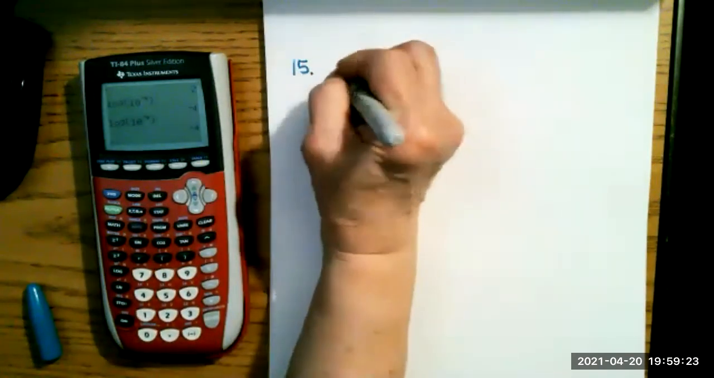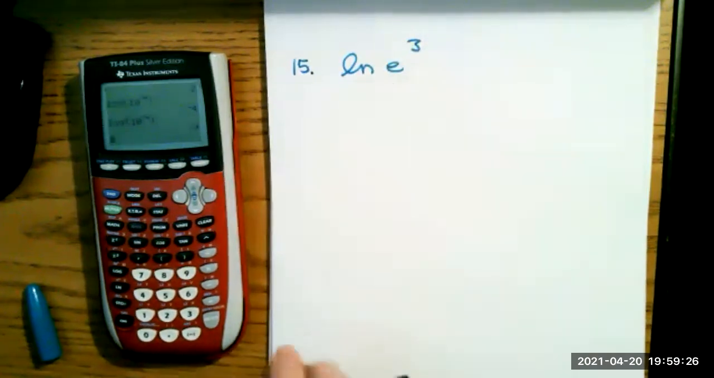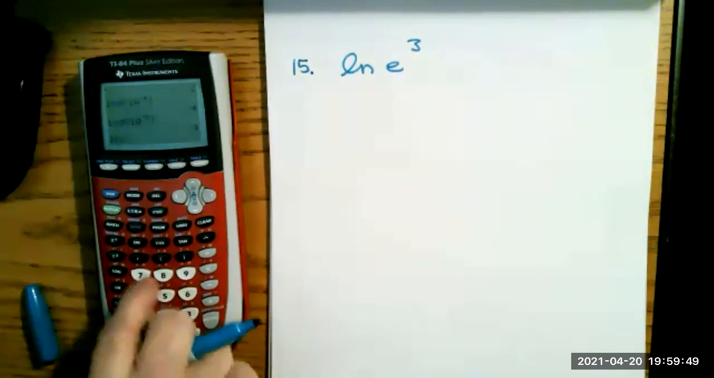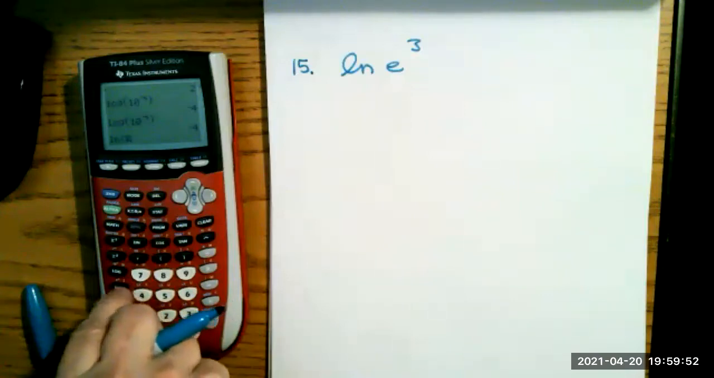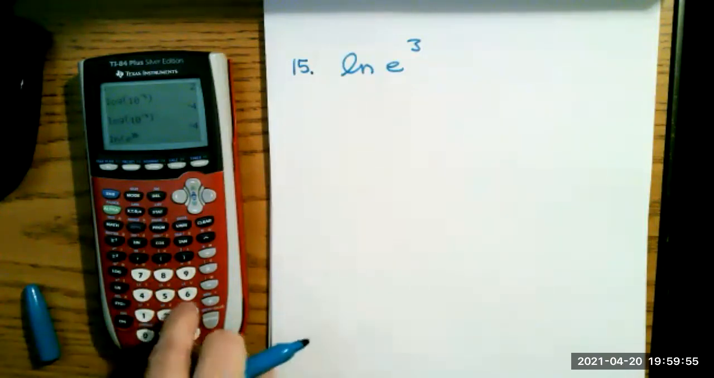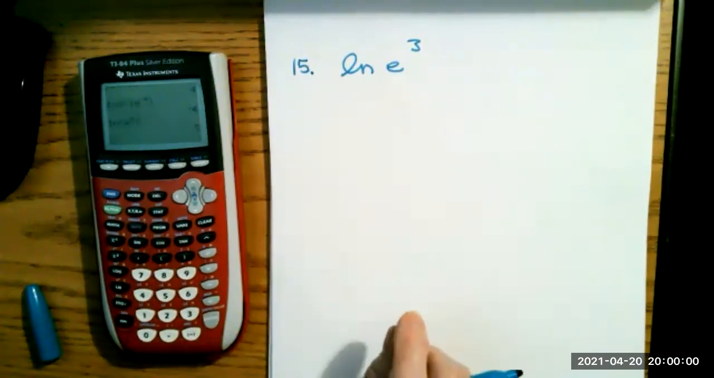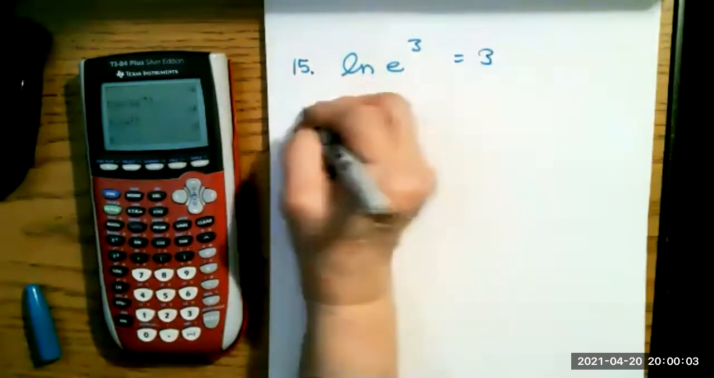All right, let's try 15. ln e to the 3rd. Tell me how you think you would do that one. Do you have an ln key? LN and then E. ln, and then second, and ln would give you the e. And then you just put the little 3 in there. Close it off and hit enter. I got 3. 3? Good.